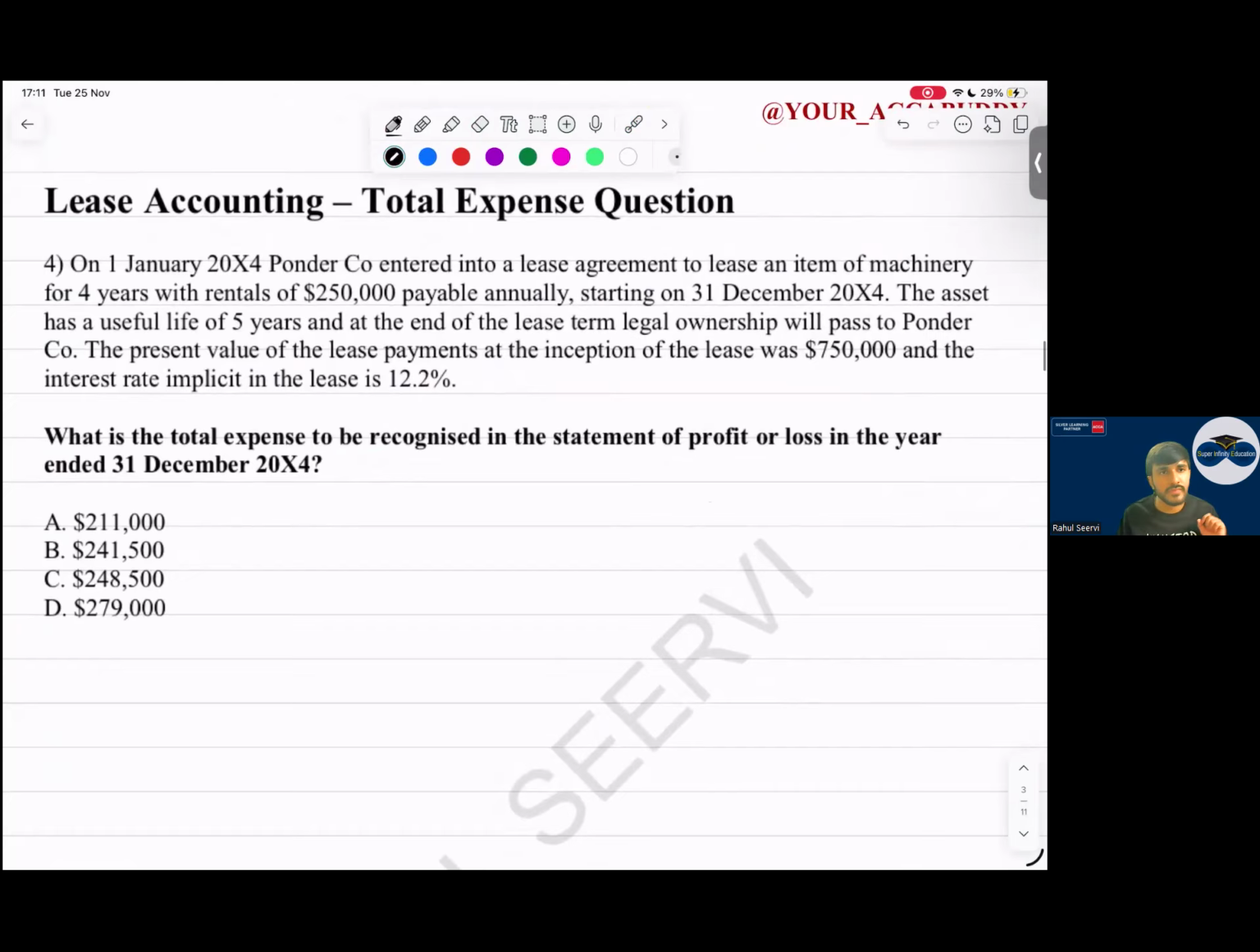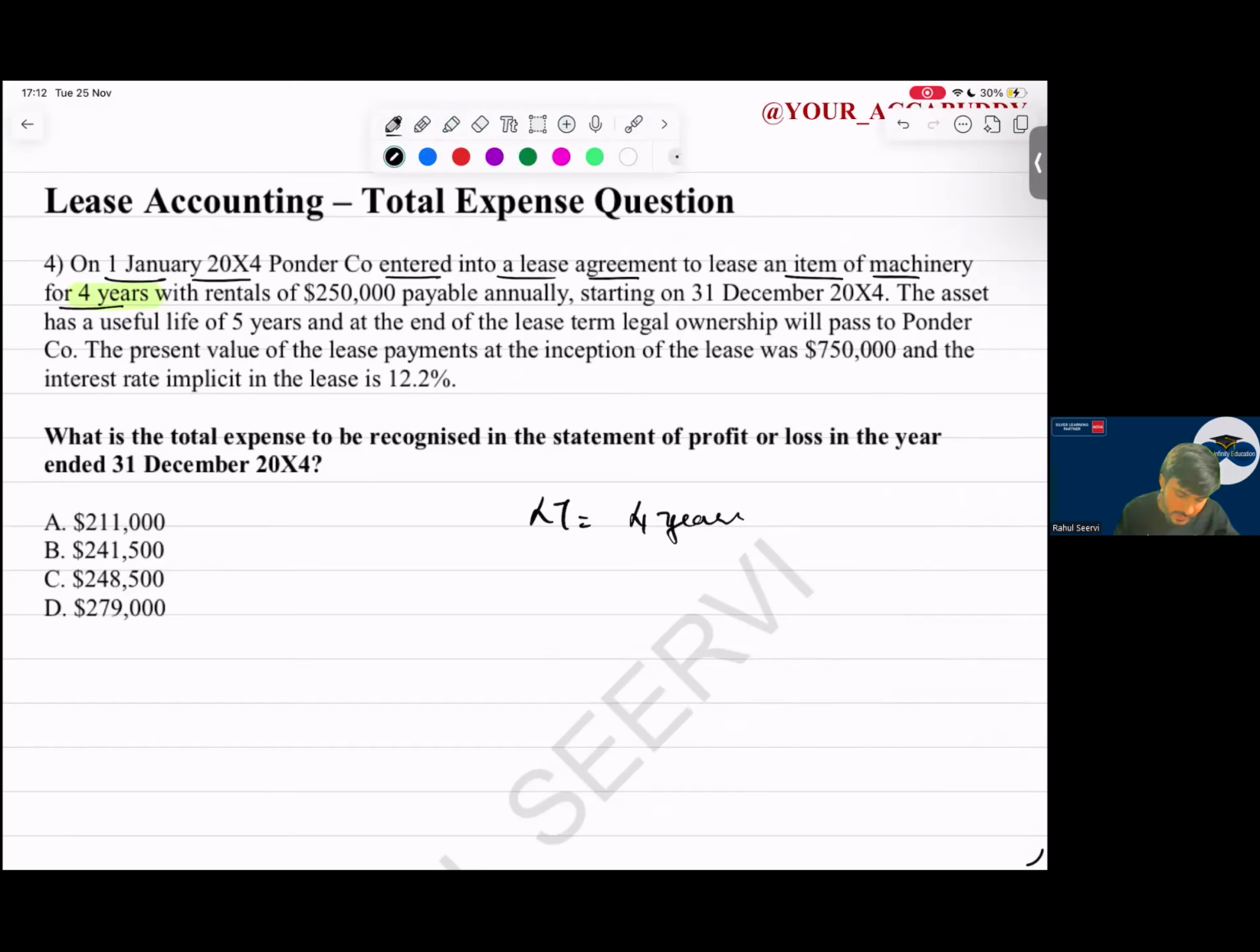Question number 4, lease accounting. The question is regarding lease accounting. So lease accounting, we only studied lessee's accounting. Let us see now. On 1st January 20X4, P entered into a lease agreement to lease an item of machine for 4 years. Okay, the lease term is what? So the lease term is 4 years.